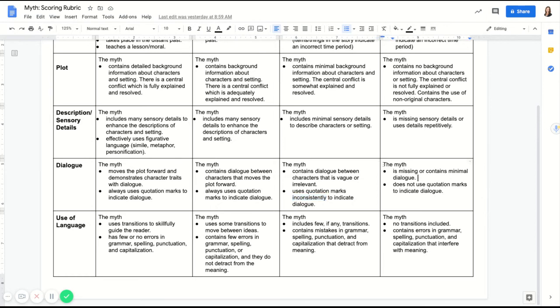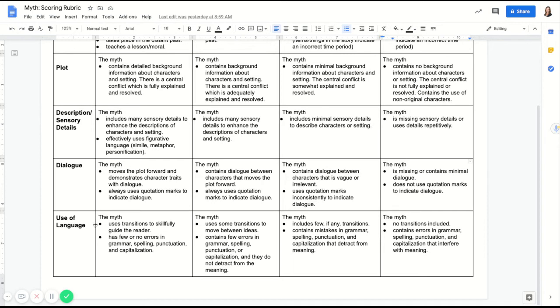And to earn a below standard, a D or an F, the myth is missing or contains minimal dialogue. That just means not very much dialogue. And the myth does not use quotation marks to indicate dialogue.